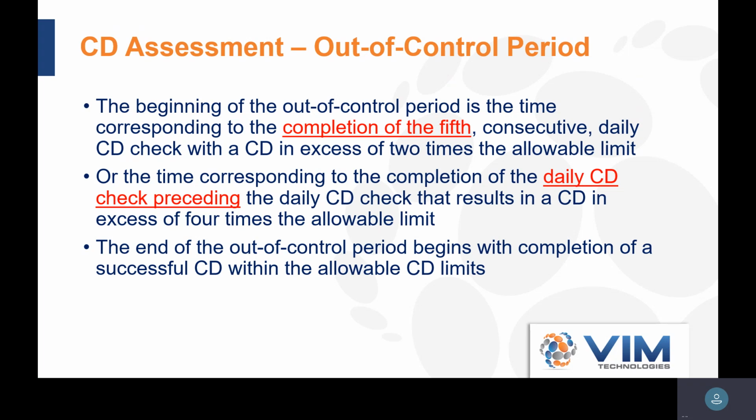So out of control period, it's not just for your calibration drift checks, but we'll go over, it's pretty much the same for a CGA or a RATA. If you start a CGA, you have to complete it. Once you complete it, if you fail, then it's out of control until you pass another one. The same is true for a RATA.